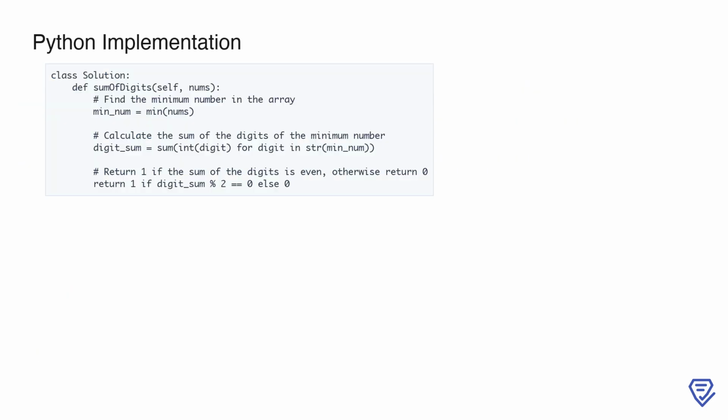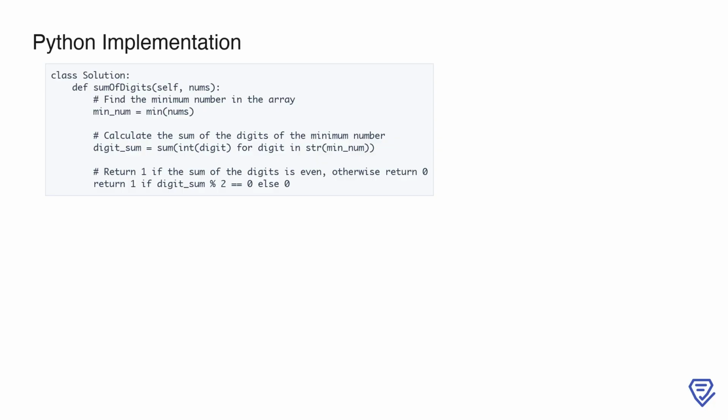This Python solution solves LeetCode problem number 1085, sum of digits in the minimum number, efficiently and concisely. Here's the detailed explanation of the code. 1. Finding the minimum number. The function min(nums) is used to find the smallest number in the input list nums. This takes O(n) time, where n is the length of the array.